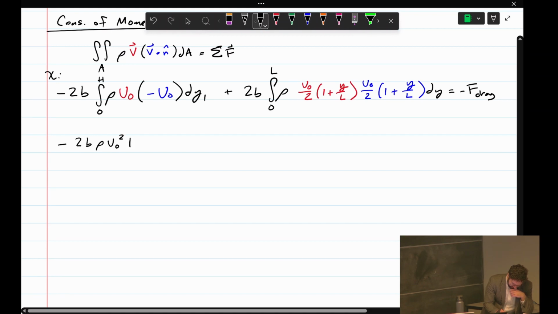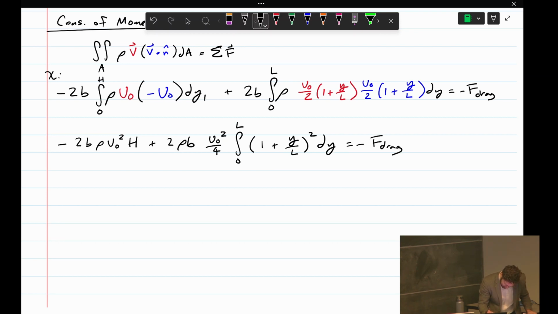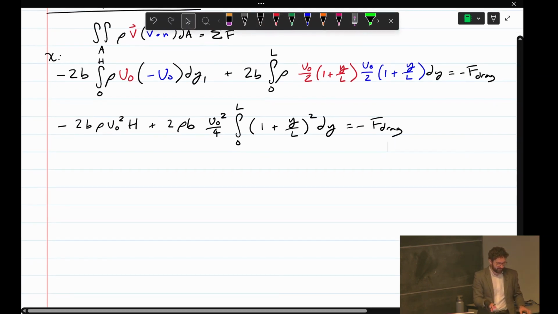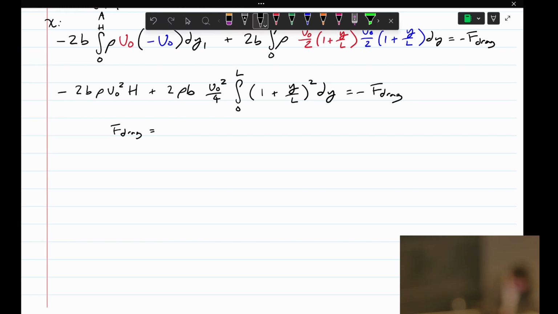2b rho u0 squared h is 2 rho b u0 squared over 4. Okay, so that's the actual integration that you have to do. So really not too bad. If you expand it and then integrate it, it makes it easier. So we get f drag is 1/3 b rho u0 squared L.